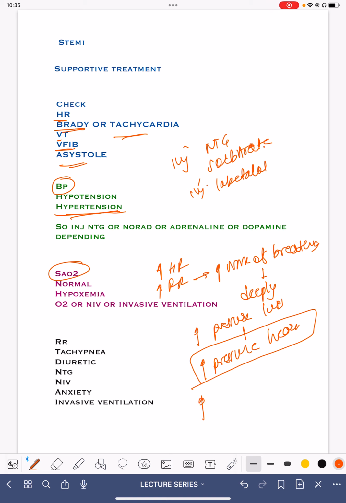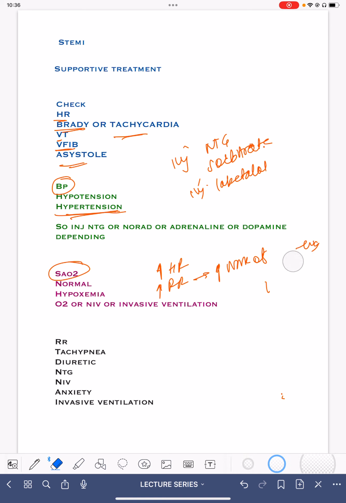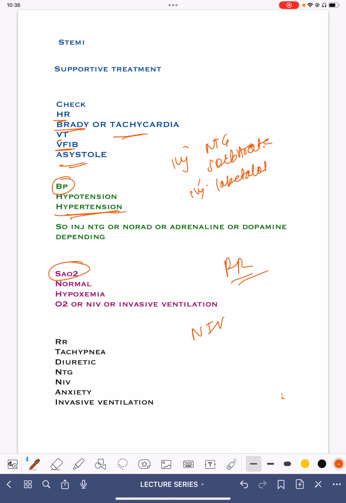So it will increase the workload on the heart, and it may increase the risk of hypotension or hypertension, or it may increase the risk of tachyarrhythmias, or it can increase the risk of heart failure, which we don't want. So in that scenario, if the patient has hypoxemia and tachypnea, meaning the patient's RR is high, we can simply put the patient on a non-invasive ventilator to reduce the respiratory efforts. So automatically the effort of the heart is also reduced.